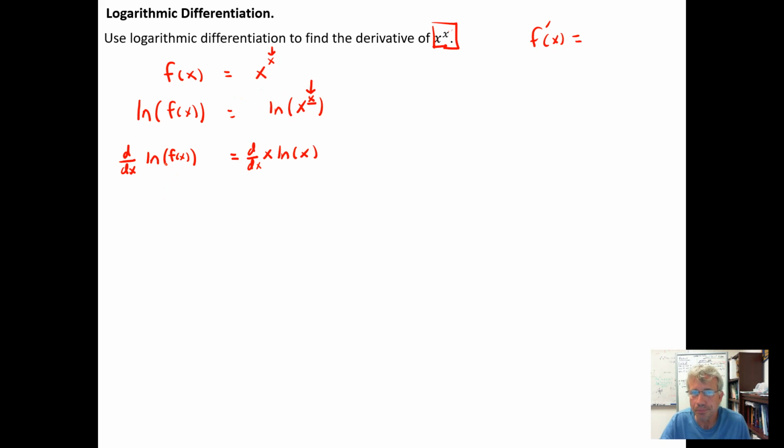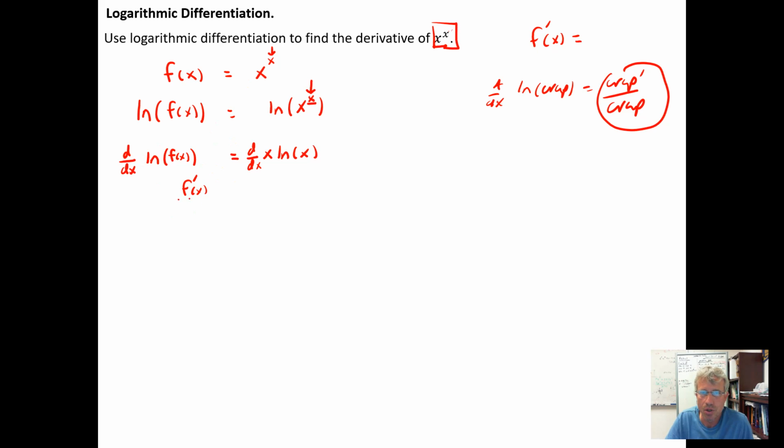both sides. We know from the work that we've been doing over the last several videos that if we have the natural log of crap and we take d dx of that, we're going to get the form crap prime over crap. That's a big result that we've been using the last few homework assignments now. So the derivative of this side is just going to be f prime of x over f of x.